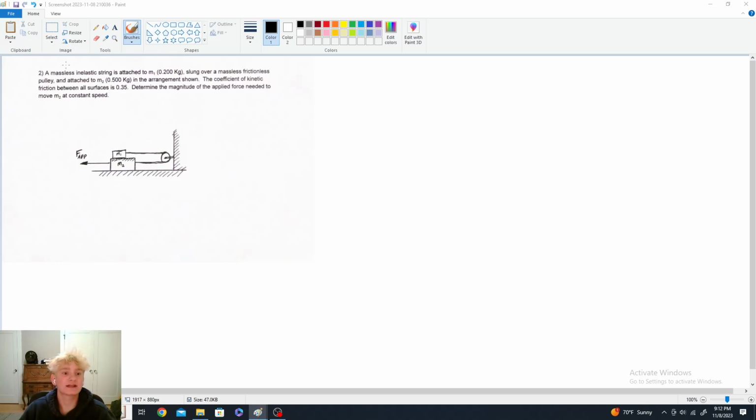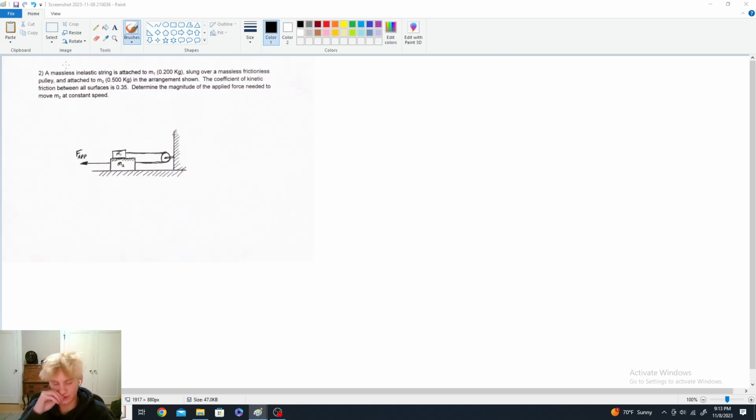A massless inelastic string is attached to M1, 0.2 kilograms, slung over a massless frictionless pulley and attached to M2, 0.5 kilograms, in the arrangement shown. The coefficient of kinetic friction between all surfaces is 0.35. Determine the magnitude of the applied force needed to move M2 at a constant speed.